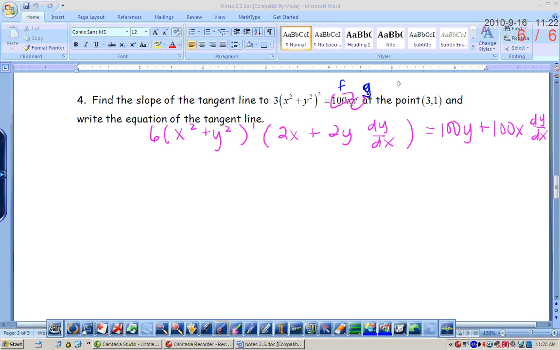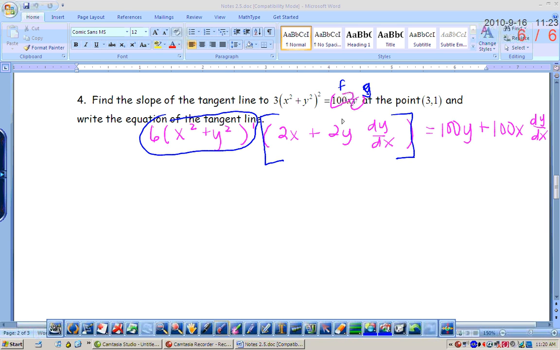Okay, now we need to solve for dy dx. So I need to get everything with a dy dx on one side, everything without a dy dx on the other. The problem is that this dy dx is kind of embedded in this parenthesis that's being multiplied by that parenthesis. So I've got two options. One, I could FOIL out those two parentheses, but that's not very appealing to me. The other is that I can treat this as a chunk of something and distribute it through the second parenthesis. So I'm going to take this whole chunk times 2x plus that whole chunk again times 2y dy dx.